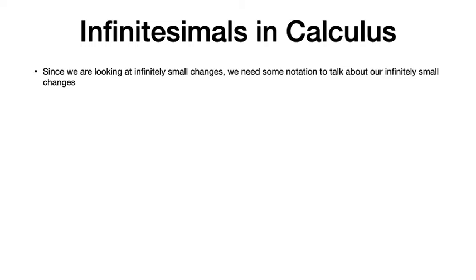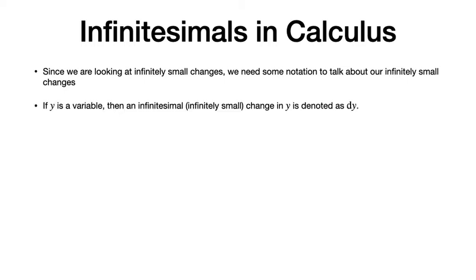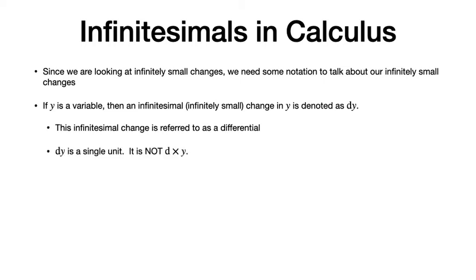All right, so if we have a variable y, then an infinitesimal change in y, that's an infinitely small change, is denoted as dy, which is the differential of y. Remember, an infinitely small difference is a differential. So dy is the differential of y, or an infinitely small change in y. So the thing to keep in mind is that dy is a single unit. It's all together. Don't think of it as d times y. It is not d times y. It is dy. It's its own thing.